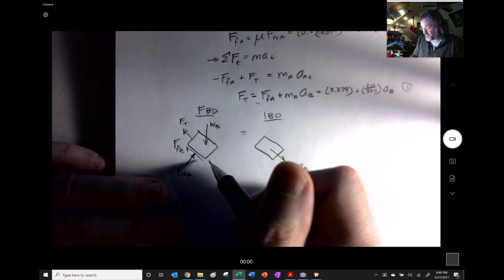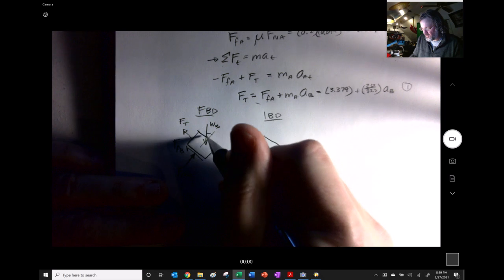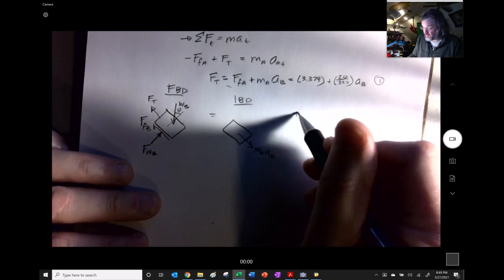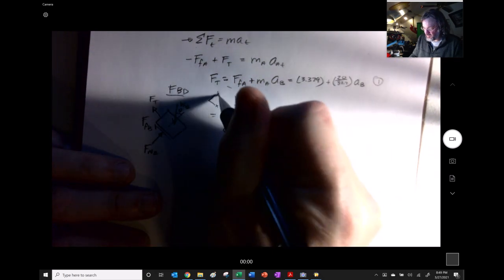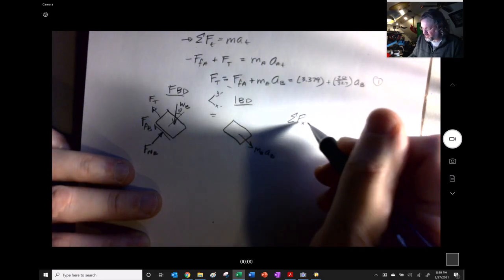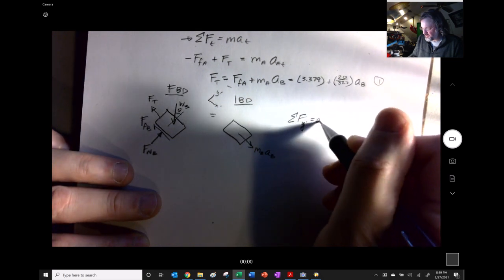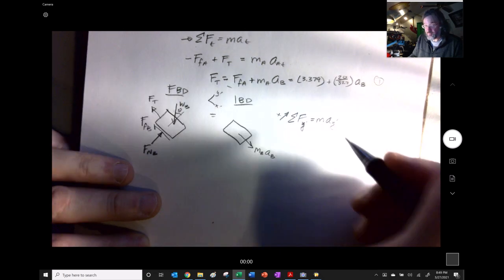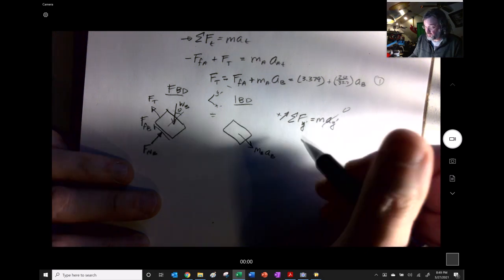And did I forget anybody? I think I got everything. I think the only thing I'd want to know is that they're going to be that angle theta. So I could say the sum, and then I like to call this x prime and y prime. So the sum of the forces, let's start out with the y prime direction, mass times acceleration in the y prime direction. That's positive, but that's going to be 0 in this case.